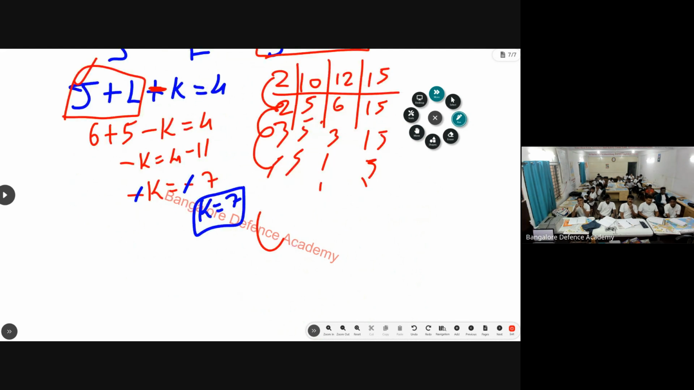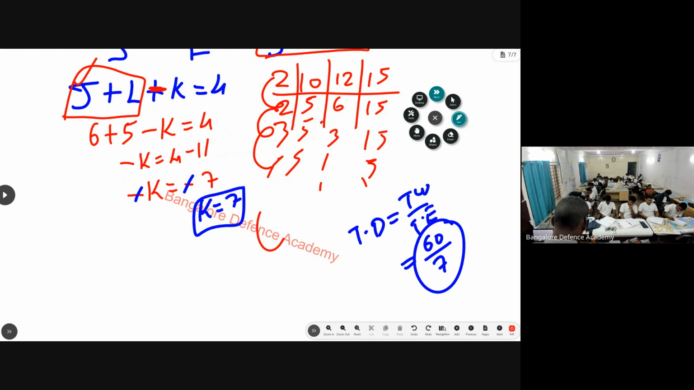K alone will do the work in how many minutes? So what is the formula? Total time is equal to total work by total efficiency. What is the total work? 60. What is the efficiency of K? 7. 60 by 7 is the answer. Done?